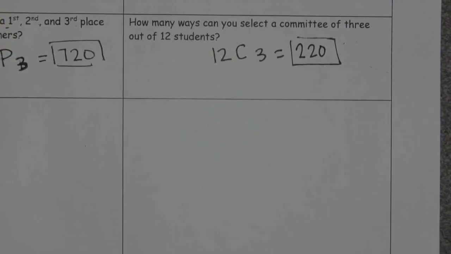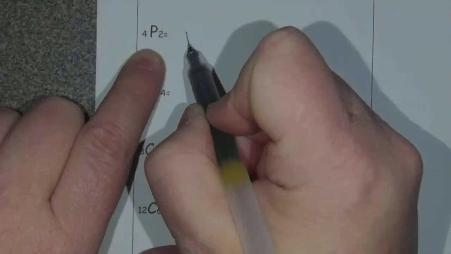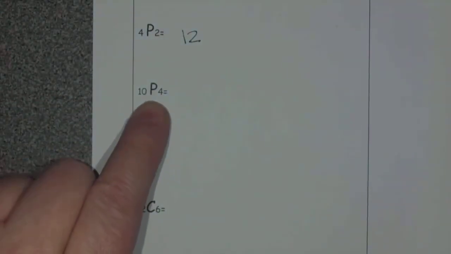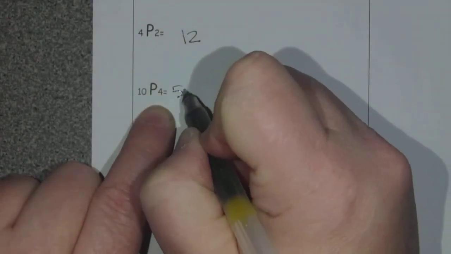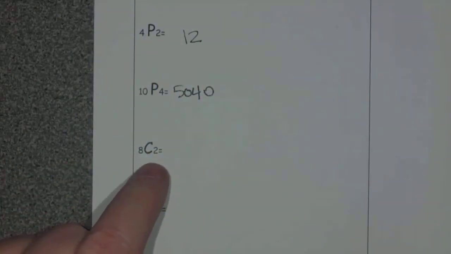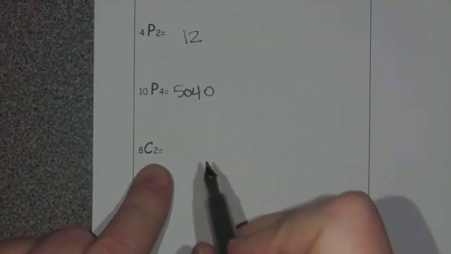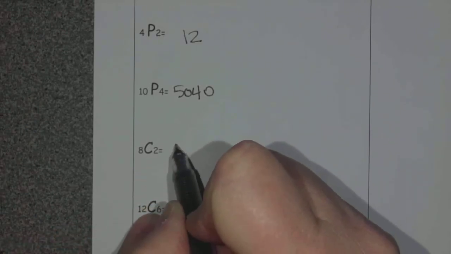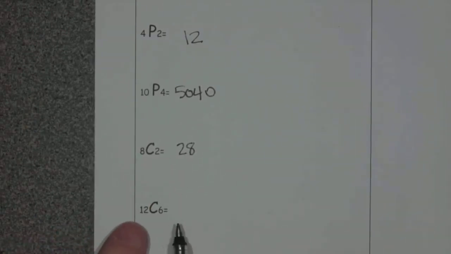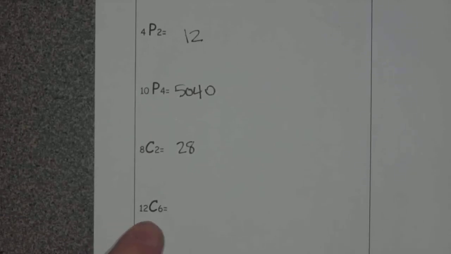Okay. This next part is all just practice punching in your calculator. Do a permutation of 4 items taken 2 at a time. 12. Thank you. A permutation of 10 items taken 4 at a time. A combination of 8 items taken 2 at a time. 28, is that what you said? Thank you. I have a hard time hearing. And then a combination of 12 items taken 6 at a time.